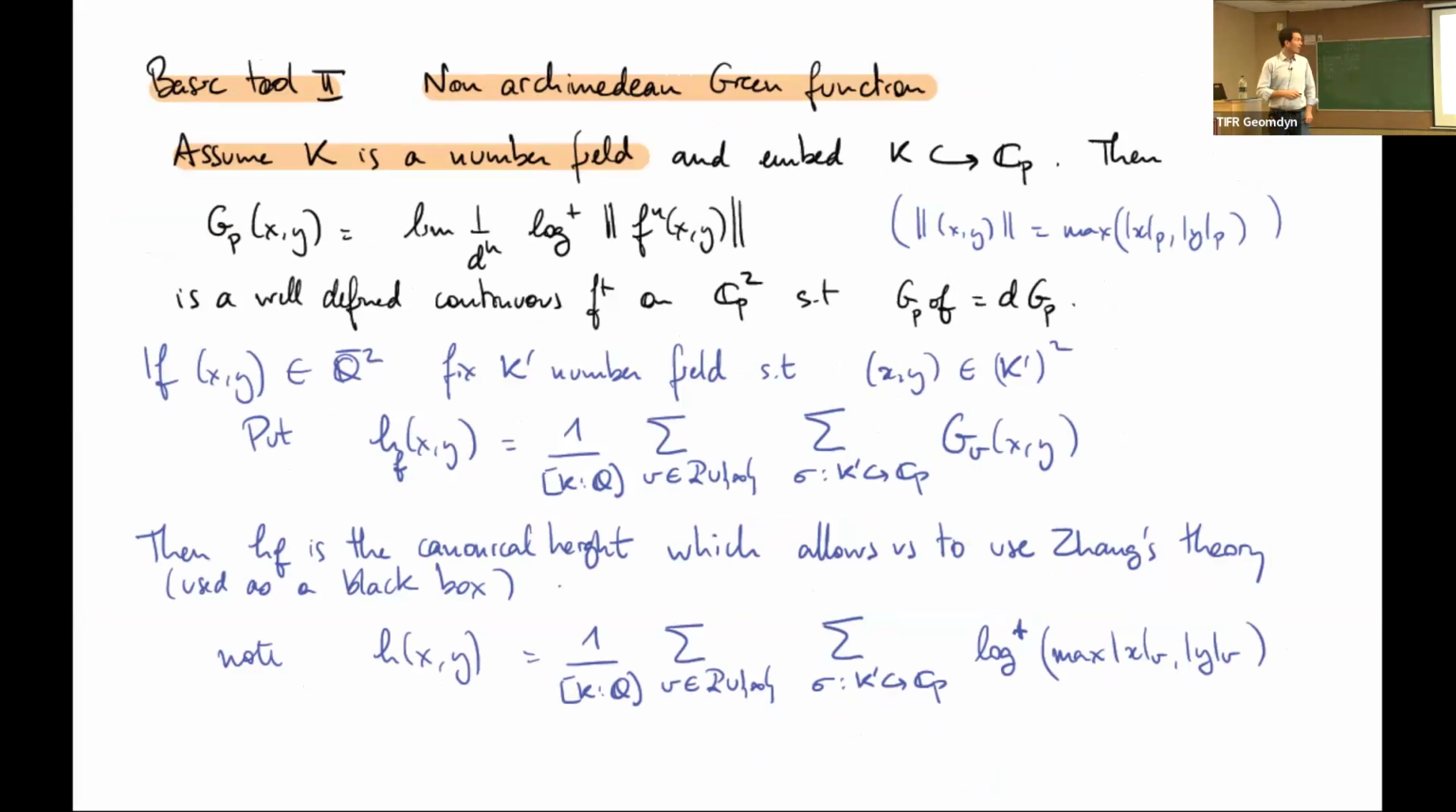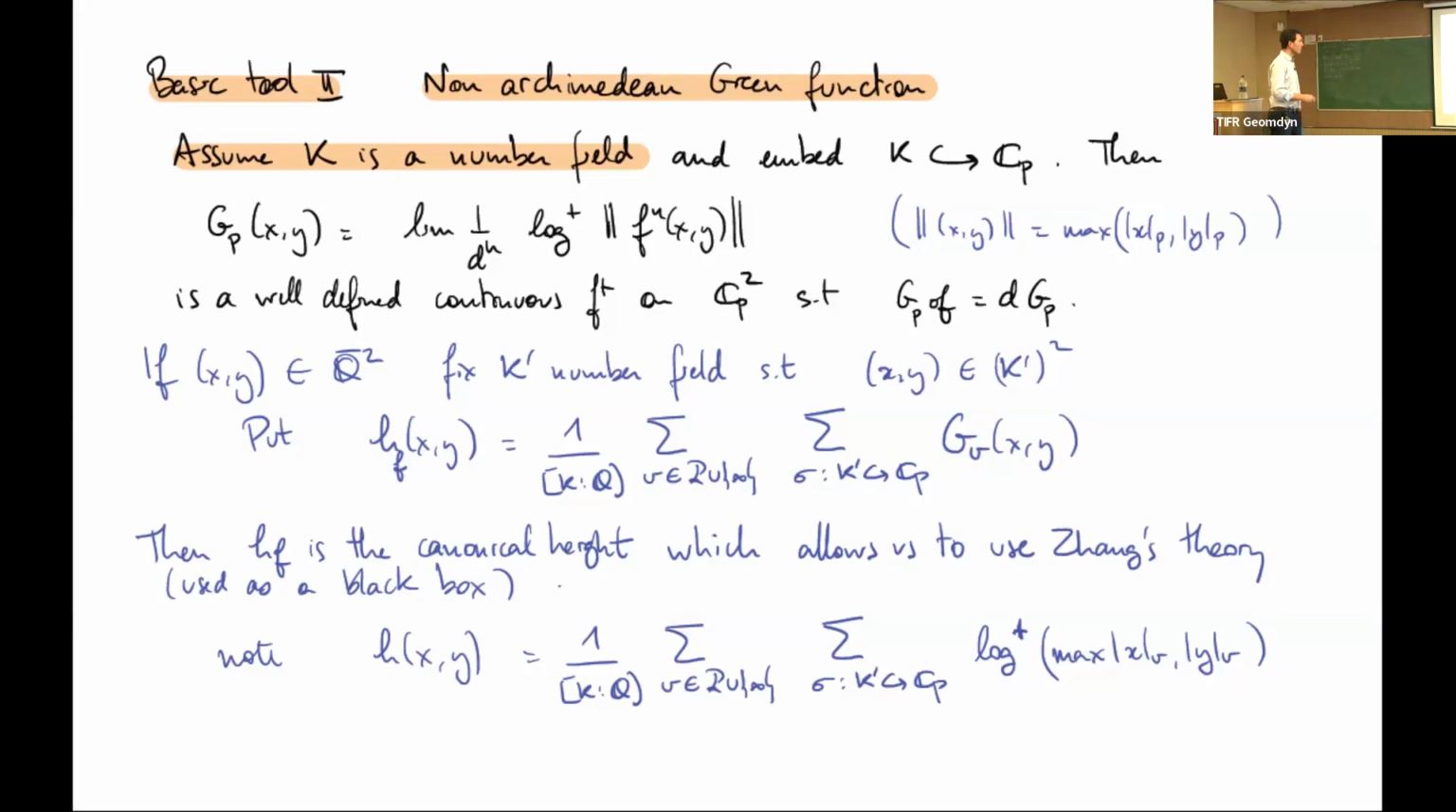So now, if you consider another completion of Q and you embed it in the p-adic complex numbers C_p, you can repeat the same story. You can define the p-adic Green function with the same formula, except the norm is defined like this. You look at the max of the p-adic absolute values. What is D? D is the degree of the map. D is a reserved letter for degree all the time. So you have this p-adic norm of a point in C_p^2, and you look at the same formula. The limit is a well-defined continuous function which satisfies the same invariance.